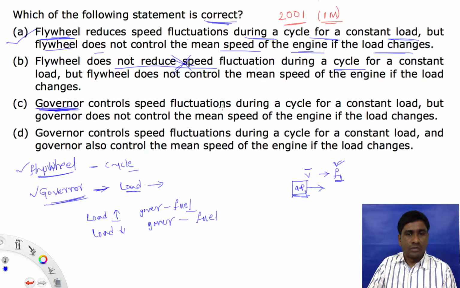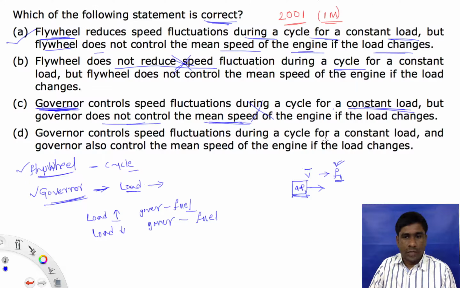Governor controls the speed fluctuation during a cycle for a constant load. Main aim of governor is to control the mean speed, but here they are saying it does not control the mean speed of the engine. So this is wrong. And the governor controls speed fluctuation during a cycle for a constant load, and the governor also controls the mean speed of the engine if the load changes. Governor doesn't control fluctuation during a cycle. Okay, so this is wrong.